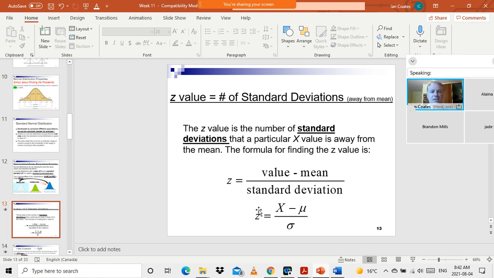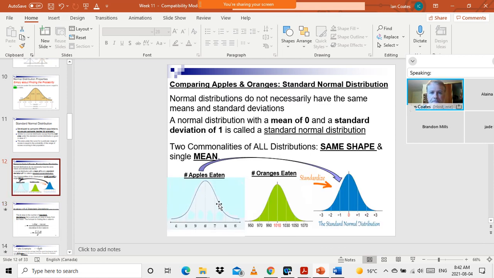So the Z value is the number of standard deviations that a particular X value is away from the mean. It may not mean a whole hill of beans right now, but I'll show you. What we're doing here is we're going to take these real data points, the number of apples eaten or the number of oranges eaten, and we're going to transform it into this. Why? So that we can compare.